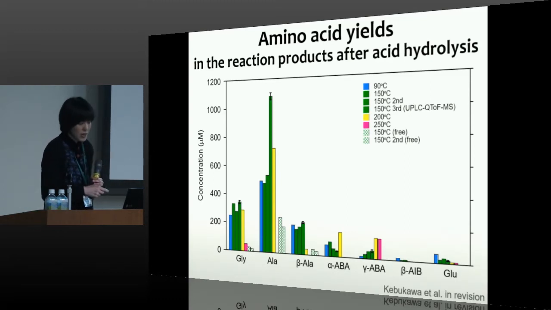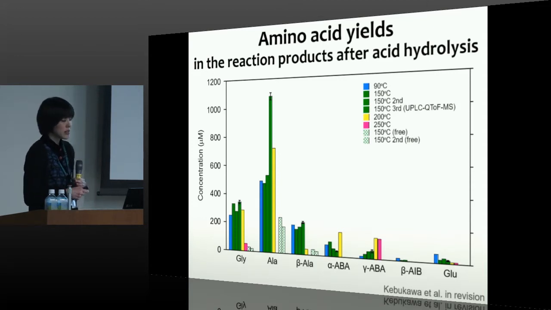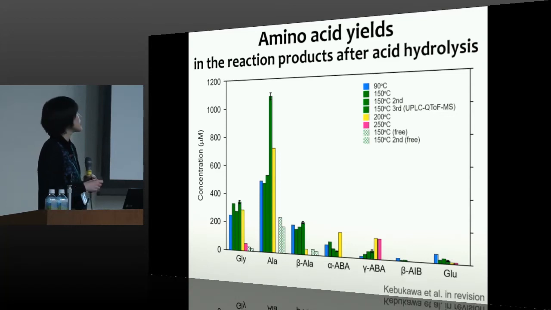And they are mostly after acid hydrolysis, but we also did analysis without acid hydrolysis for the 150 sample, and we got some amino acids, alanine, a little bit of glycine, and beta-alanine, but less than the product after acid hydrolysis.